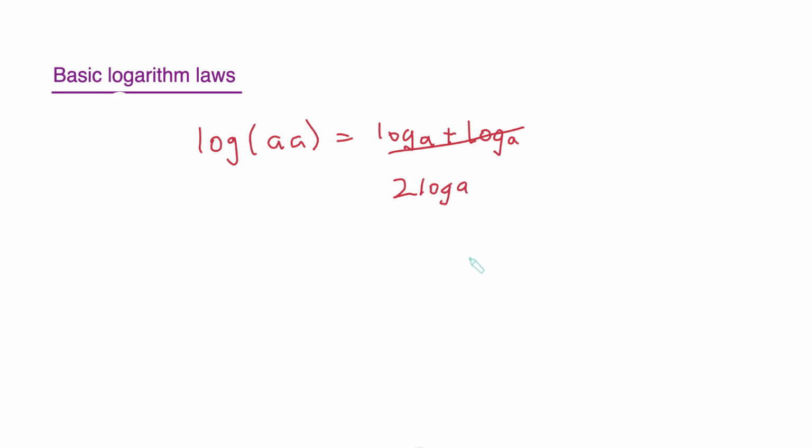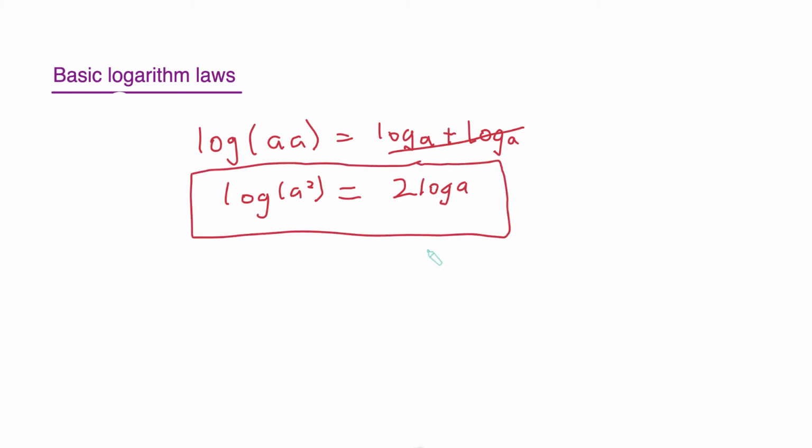If I had three of them, it would be 3 log A. So when we look at this, if we now rewrite the left-hand side, a better way to write AA is A squared, and then we get this law here. It looks like the power 2 has been brought down to the front, and that's really how you want to remember this. So let's do it in a more general way. Let's say we've got log x to the power of n. Then we can bring the n down to the front.